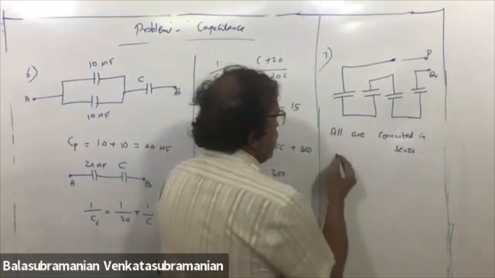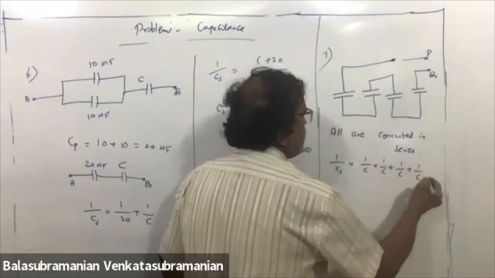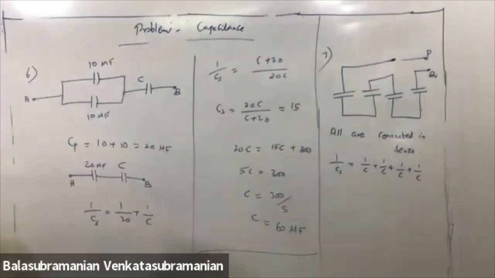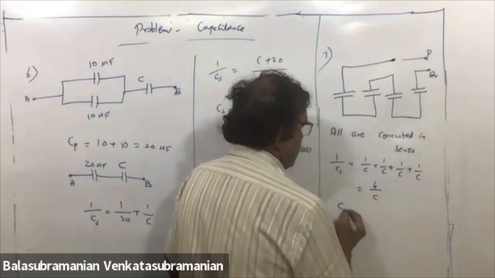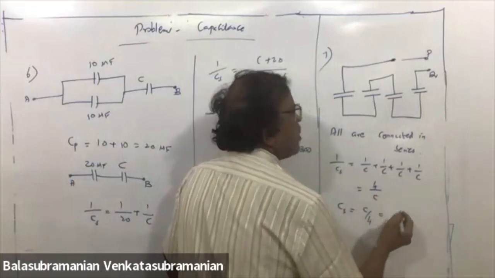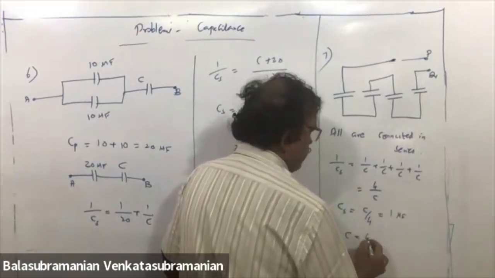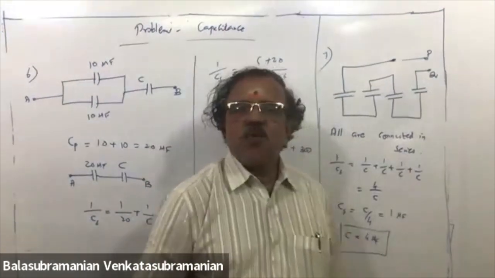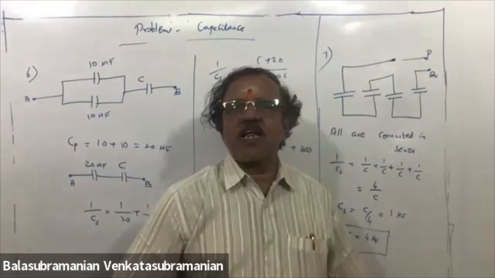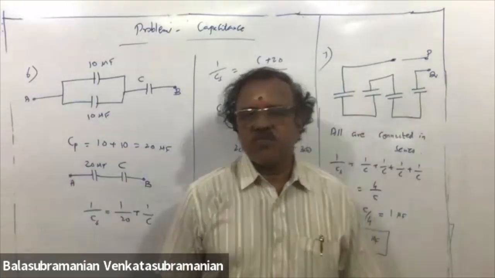So I can write 1 by Cs is equal to 1 by C plus 1 by C plus 1 by C plus 1 by C. 4 identical capacitors only, the question says. So that is 4 by C. Cs is equal to C by 4. That is 1 microfarad. So C is equal to 4 microfarad. So C1, C2, C3, C4, all 4 are identical: 4, 4, 4, 4 microfarad connected in series. Straight.